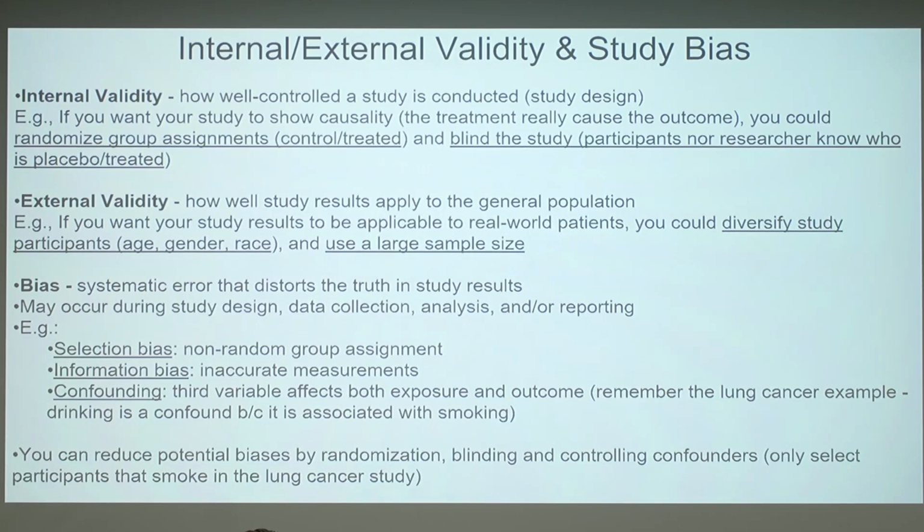And so for removing confounding variables, you can just annotate it in your article. Or for this example that I just mentioned, if you are looking at smoking as a risk for lung cancer, you would not include participants that smoke and drink, only those that smoke.